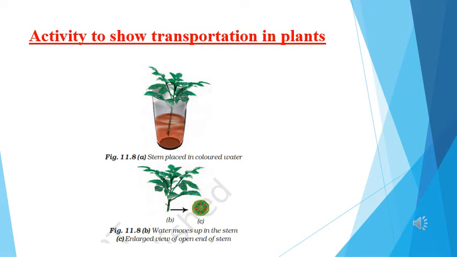So students, you can easily understand this by doing an activity. If you take a plant and put it in colored water, then you can see that the water has moved up. You can see it by cutting the tip of the stem, as its color will change.